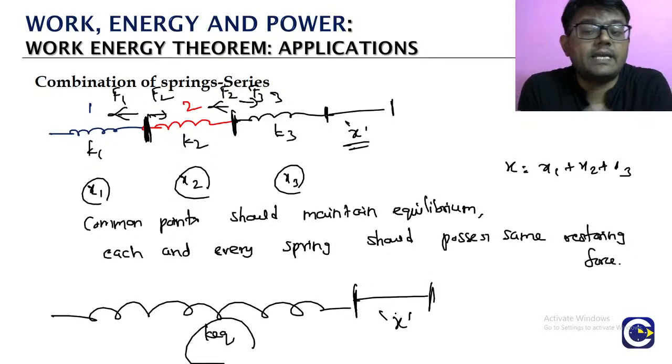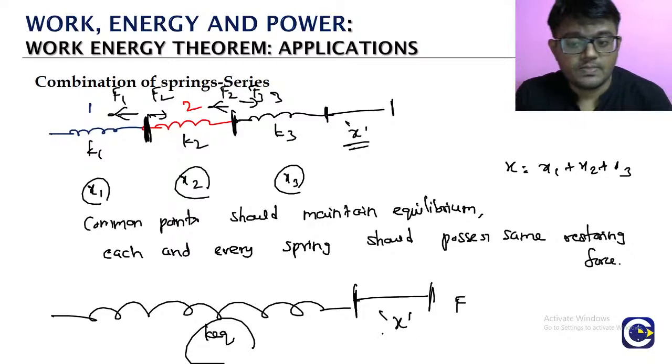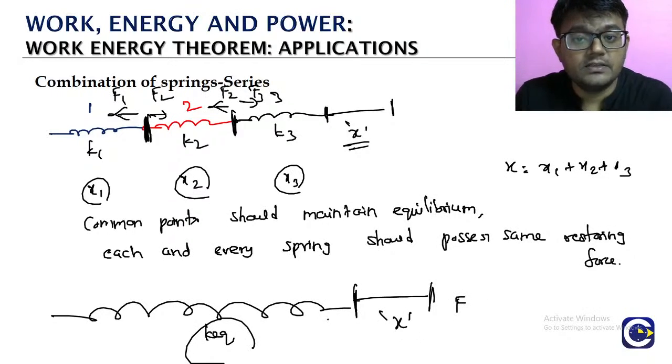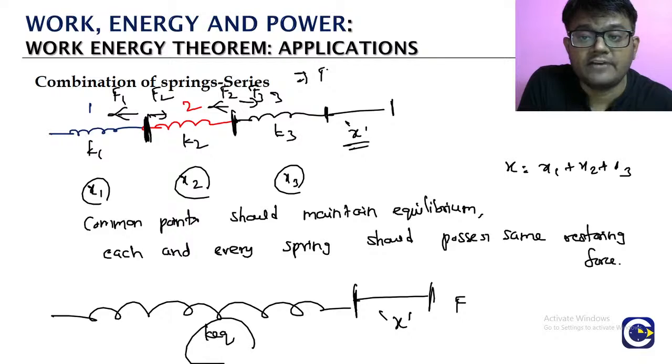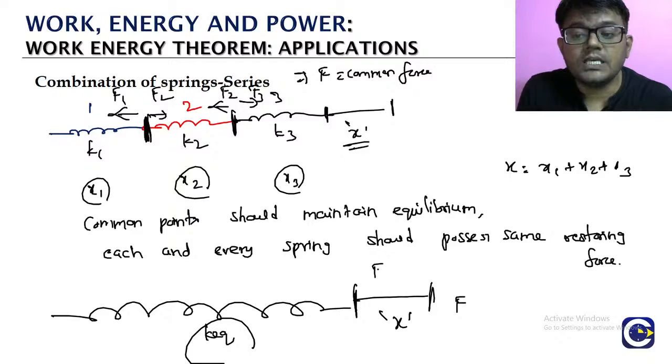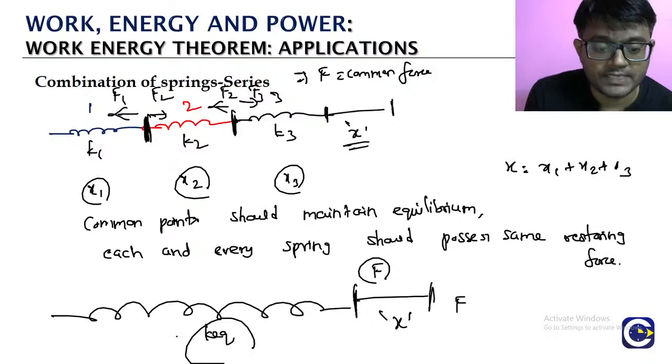When you elongate this by a value x, the force that will be there in the equivalent spring, because the series combination is producing how much force? Each of them is having the same value of force, right? Let us call it F. What is this F? The common force. The equivalent spring should produce the same force, right? That is the basic idea of the equivalent spring. The equivalent spring should produce the same force when you give this elongation x.